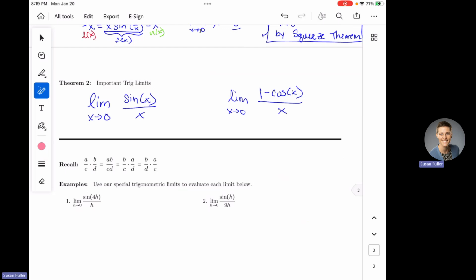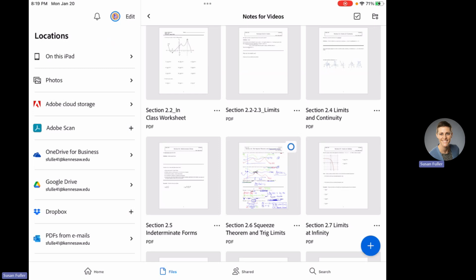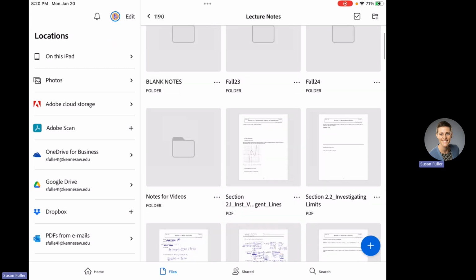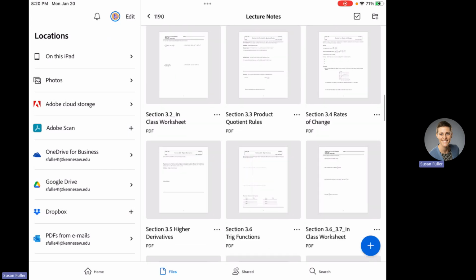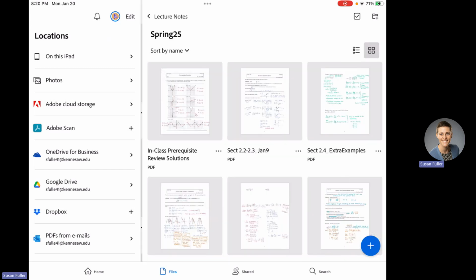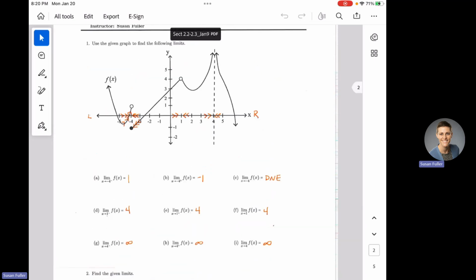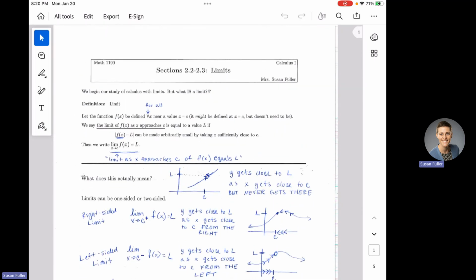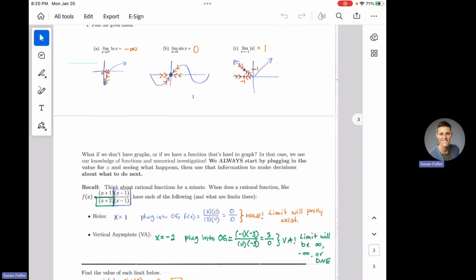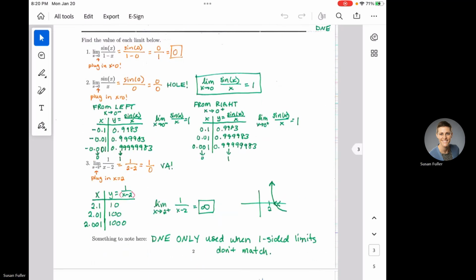Okay, so in that case, what you would do is you would go all the way back. This is what we did in section 2.2 and 2.3. So forgive all of my notes in my file structure here. I'm going to come back into our completed notes, and I'm going to go back to what we did in section 2.2 and 2.3. So these are our notes that we did on our second day in class. Notice one of the limits that we did in class is this one.